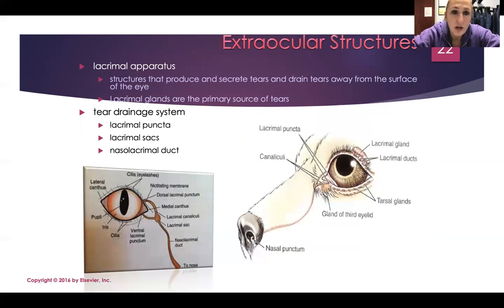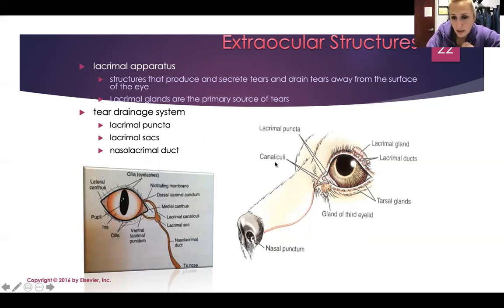Lacrimal apparatus is the structures that produce and secrete tears and also drain tears away from the surface of the eye. Lacrimal glands, or glands that produce tears, are the primary source of where tears are made. But then there's also a tear drainage system which gets rid of those tears. So think about the point of tears. If you get dust in your eye and your eyes water and you're blinking and blinking, it's to flush it, to rinse it, and then drain it, to flush and keep that eye safe and clean. So the lacrimal puncta, lacrimal sacs, and the nasolacrimal duct are the portions of the tear drainage system.